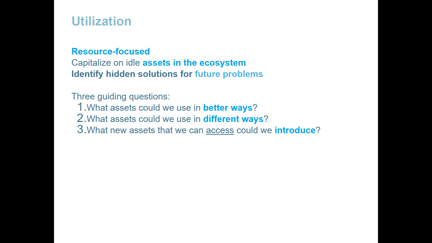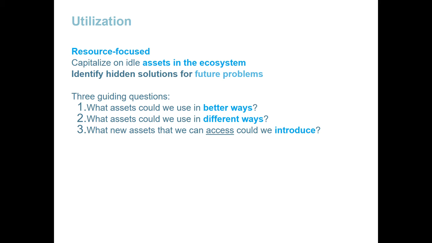The key thing to realize here is that this is a resource-focused thinking style. That's very different from enhancement and derivation, both of which are practice-focused, where we look at what we're currently doing. Here we look at resources we're currently having, and in particular, we're looking at the so-called idle assets. So we're looking at resources, capabilities, people, skills, any sort of asset that we have available in our ecosystem that are idle. That means that are not utilized fully, and thereby could be hidden solutions for future problems.